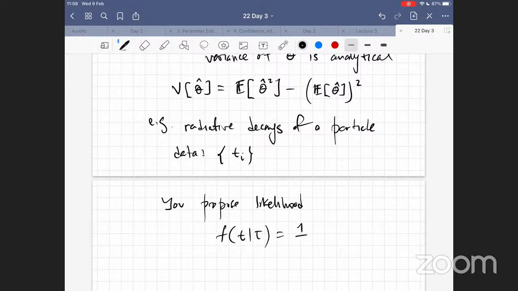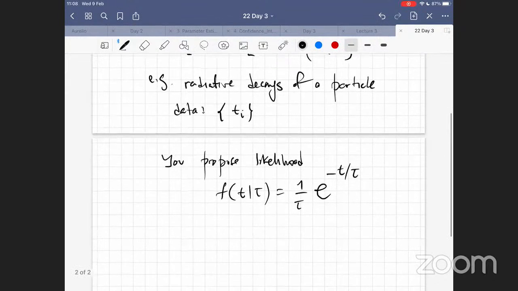This distribution describes the random decays of a particle: e to the minus t over tau, let me put it in this form. There are some people putting, instead of 1 over tau, a constant like beta. I think yesterday I put beta, but it's the same.